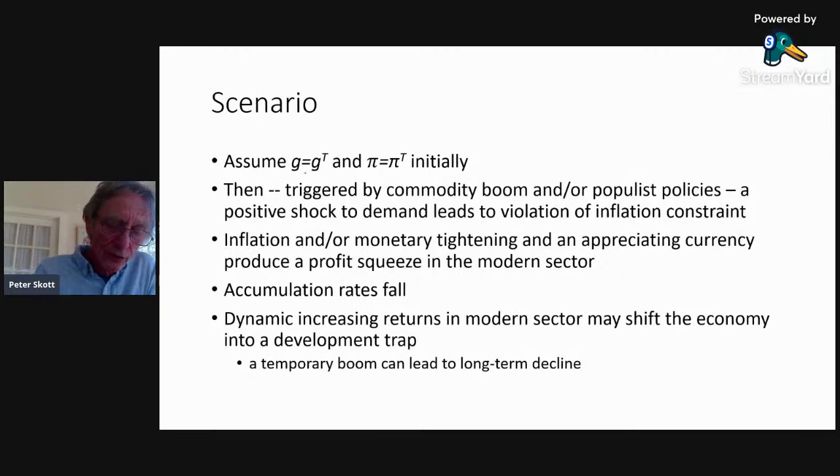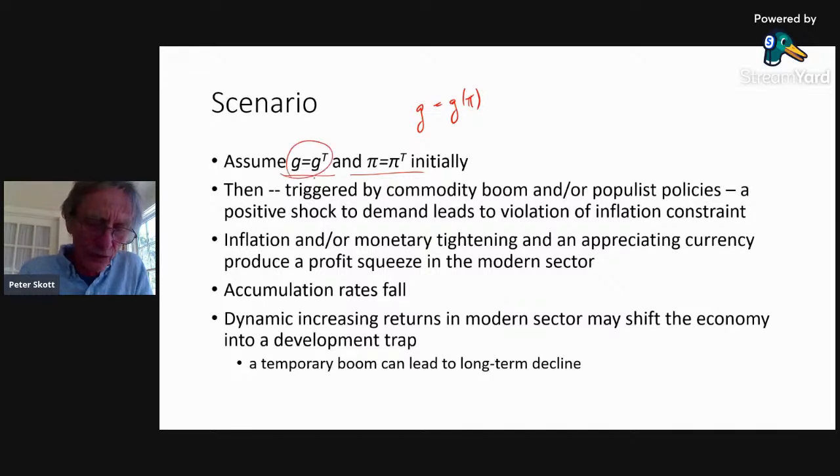Assume that you have initially growth at the target rate. And that corresponds to having profitability that is at the rate that actually generates it. Remember that G was a function of the profit share. So if you want to achieve this, that tells you that you need to have profitability at a particular level. Right? G_T is given, then pi_T is given. So that's where you are initially.